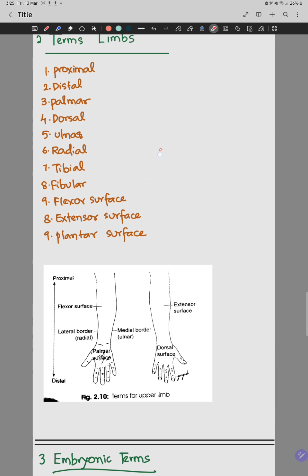Tibial and fibular is nothing but, when you draw the foot, this one is the tibia, this one is the fibula. So this one is the tibial surface and this one is the fibular surface. Same as how we said, here is the ulnar border, this is the radial border, same manner.